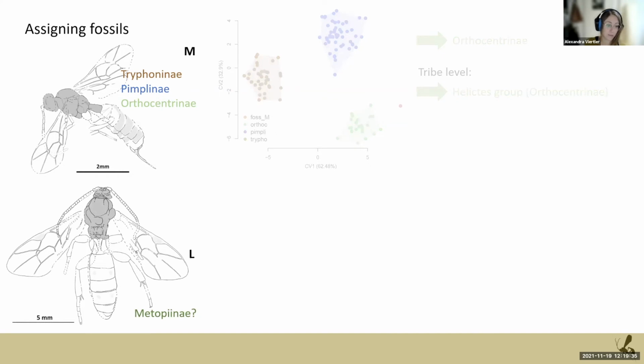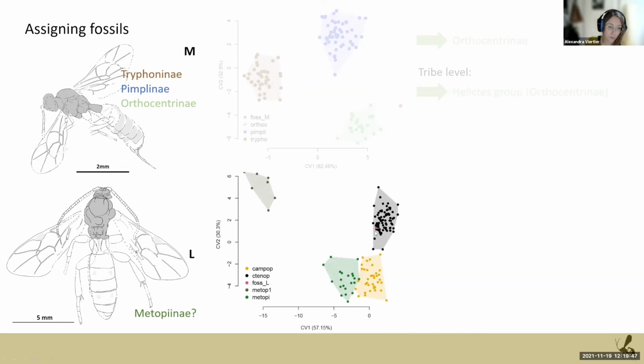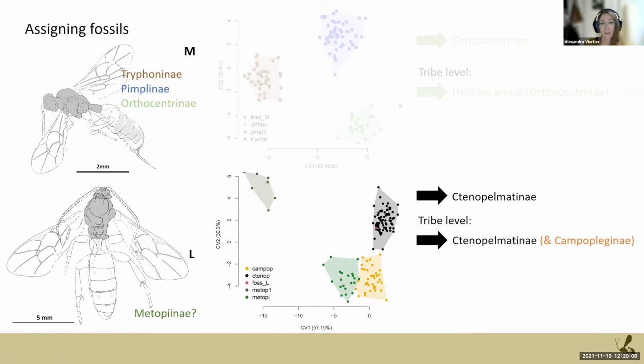In this fossil L, where I was pretty sure where it belongs, I tested it anyway with closely related or similar subfamilies. It did not group at all in the thought subfamily, because those 2, the greenish ones, are the Metopini. I split them because the wings were really different in those 2, in the 1 genus, and it went to Ctenopalmatini. In the subfamily, when I checked for a narrower taxonomic group, it went again to Ctenopalmatini and Campopleginae. Then I thought, well, this is weird because the characters are very, very much Metopiini.